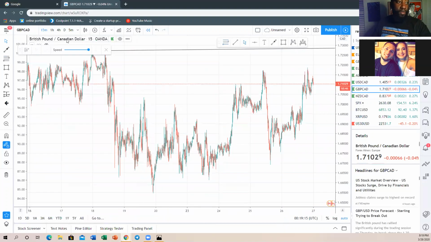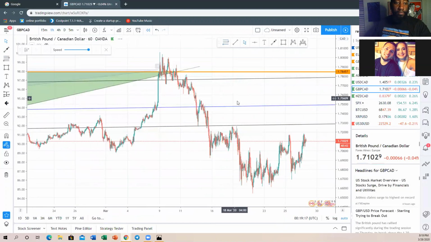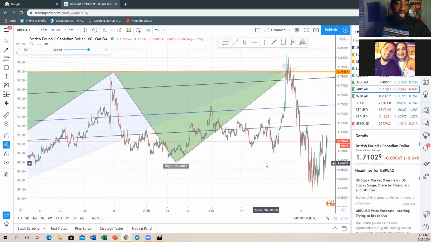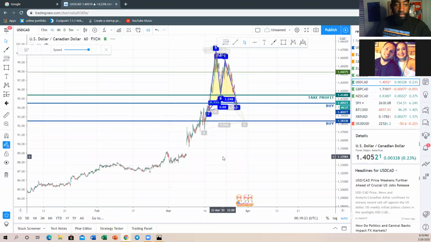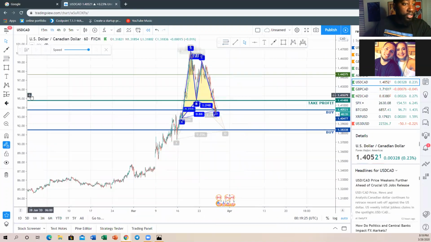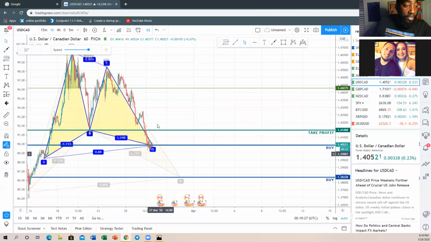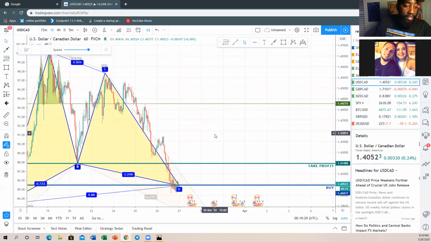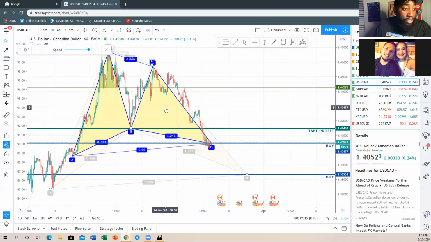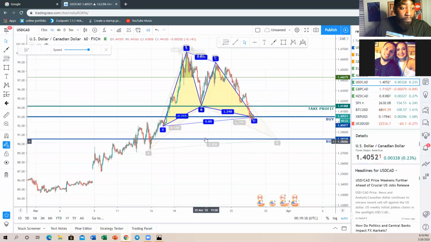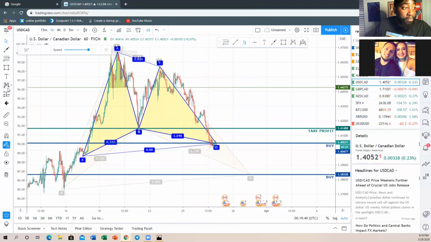So let me go out, select the 1 hour. This was that very ugly Cypher that I drew up a couple of weeks ago that went all the way off. This joint, what did UCAD do? UCAD still valid. It's kind of stuck in an entry zone. And take profit is very tight on this because there's actually a bigger bat here too. But this entry for this buy is still valid.